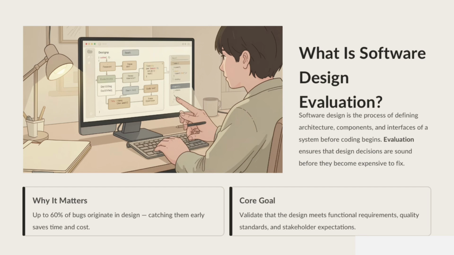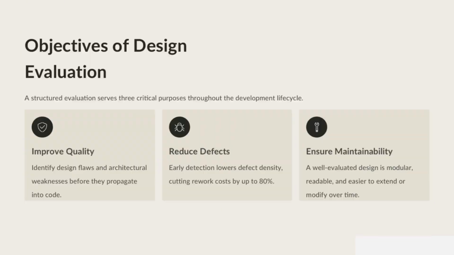Software design is basically a blueprint of how the system will be built. It includes architecture, components, data flow, and interfaces. However, even a well planned design can have flaws. If these flaws are not identified early, they can lead to serious problems later, such as system failure or high maintenance costs. Design evaluation is the process of checking whether the design meets requirements and quality standards before implementation begins.